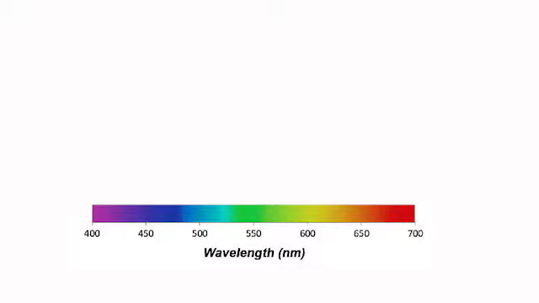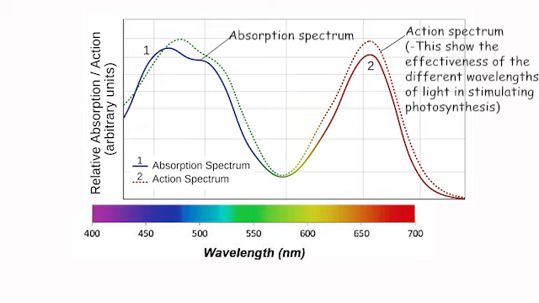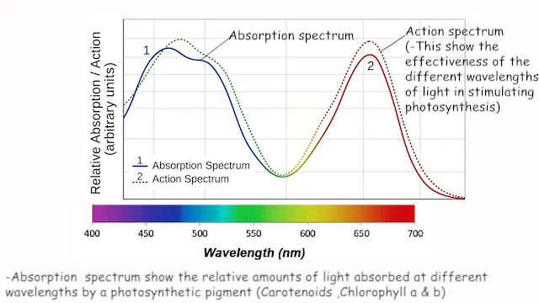Now, this graph shows the action spectrum and the absorption spectrum, and the action spectrum shows the effectiveness of the different wavelengths of light in stimulating photosynthesis. So the action spectrum here, the peaks show the wavelengths of light that effectively stimulate the process of photosynthesis, and the other graph is the absorption spectrum, which shows the relative amounts of light absorbed at different wavelengths by a photosynthetic pigment, let's say chlorophyll.